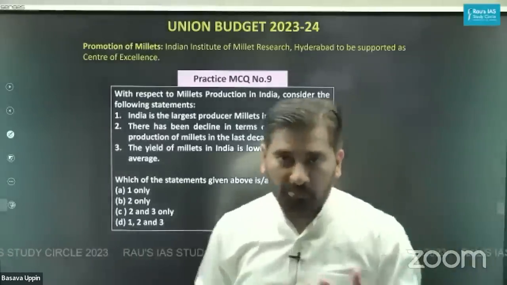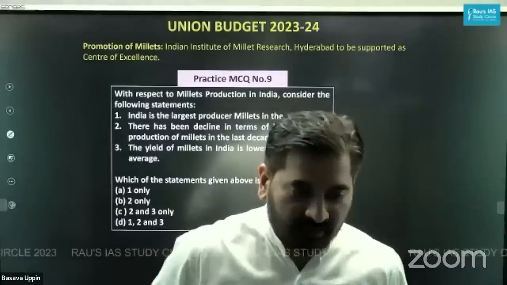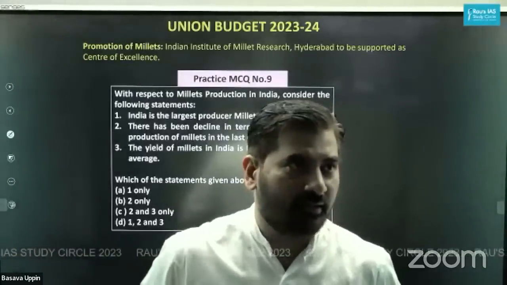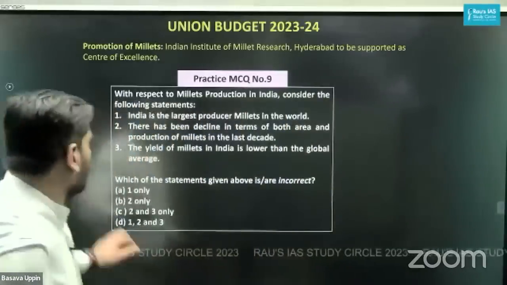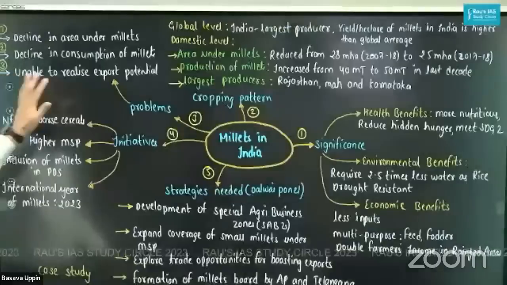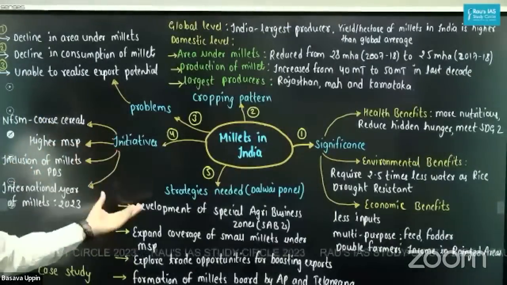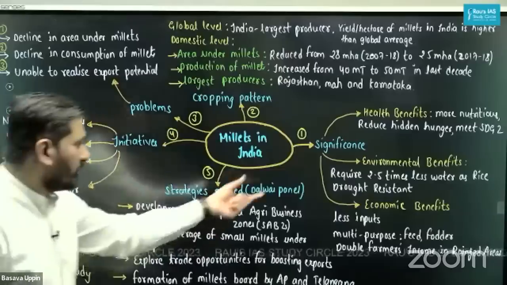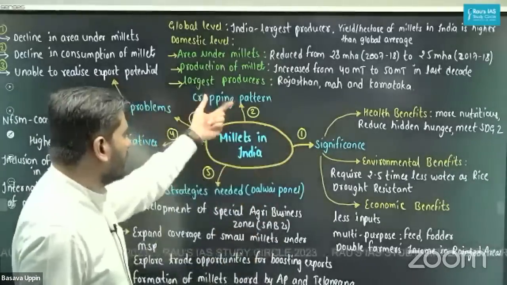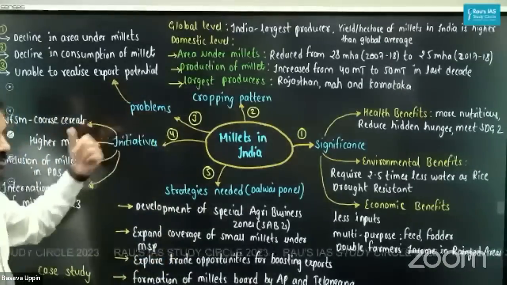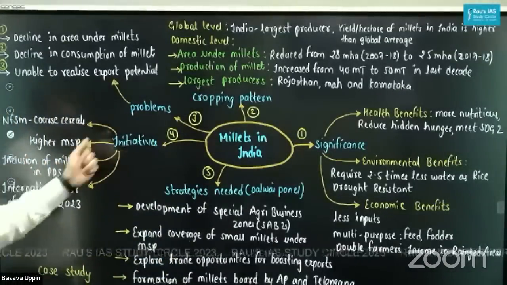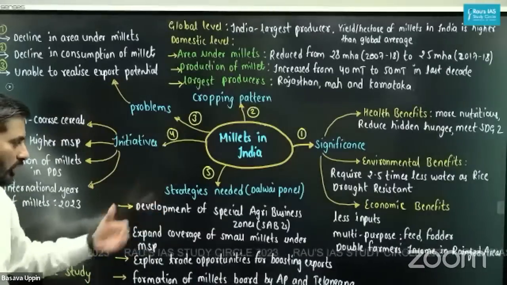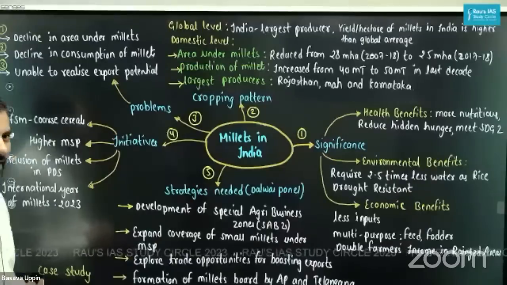Now, with respect to millets in India, millets were discussed in much greater detail in the last year's budget. So in last year's budget, I discussed almost every part about the millets in India. In fact, I used the same slide in the last year's budget, wherein I discussed the significance of millets, the cropping pattern, the problems related to millet production, what initiatives the government has taken, and what strategies we must adopt to increase the production of millets in India.